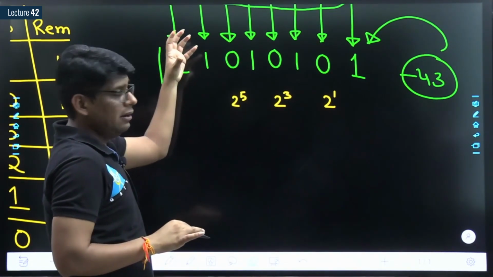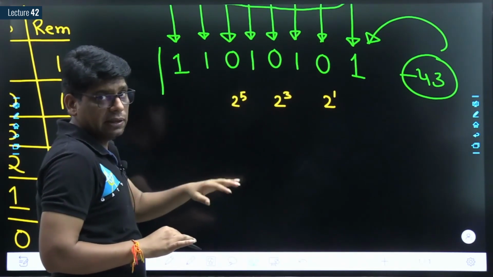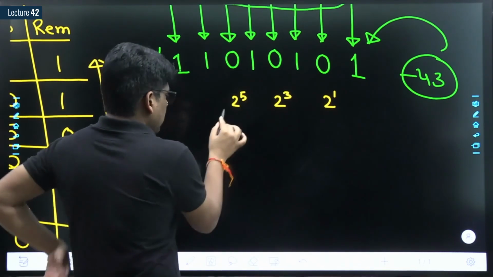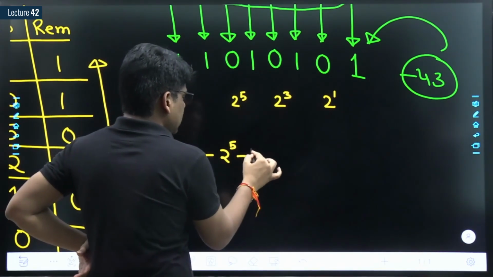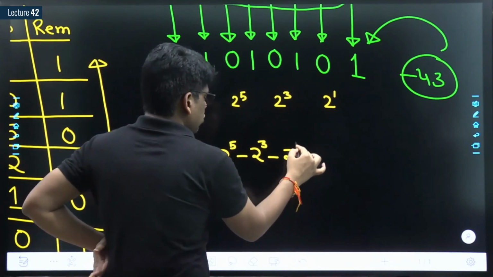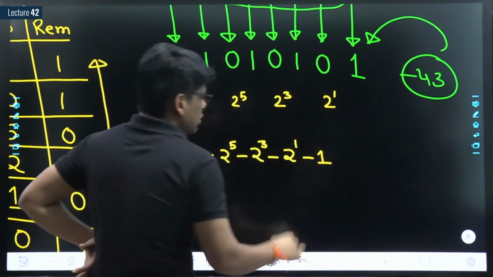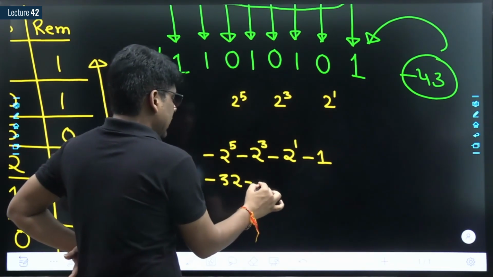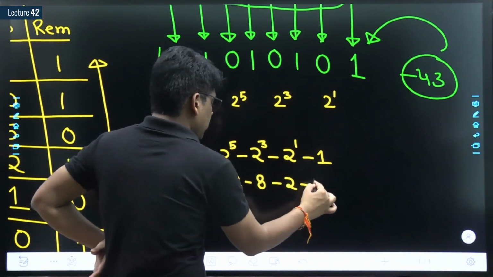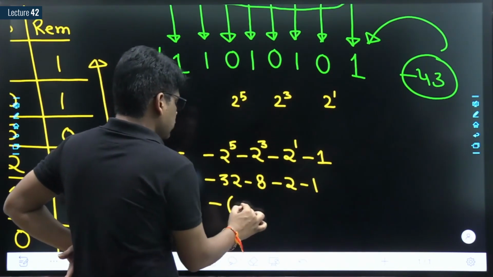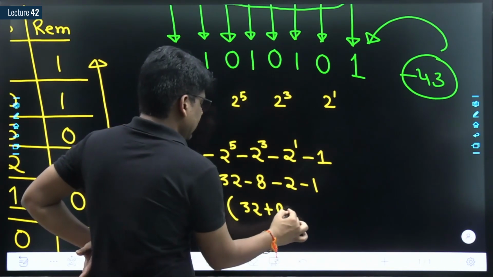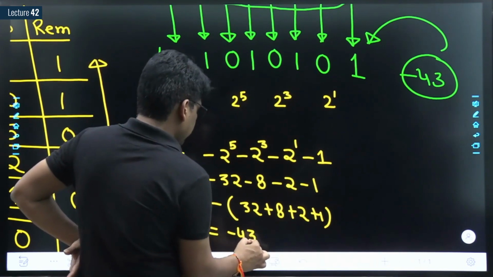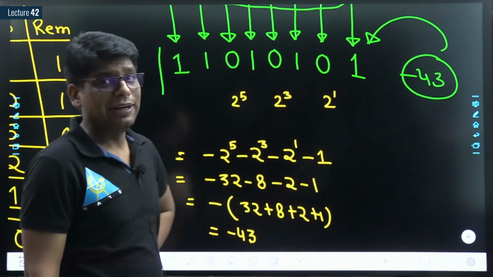If we are trying to find the value directly, do we need the sign? No, sir. That means, sir, how do we get the value? Minus of 2 to the power 5, minus of 2 to the power 3, minus of 2 to the power 1 and put an extra minus 1. Sir, what is the value? Minus 32, minus 8, minus 2, minus 1. Take the negative sign as common. 32 plus 8 plus 2 plus 1, that makes it minus 43. So that's how the computer can evaluate it also.